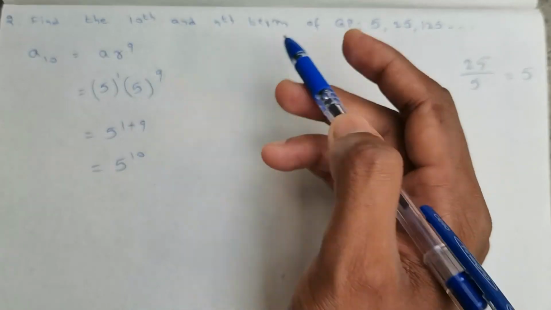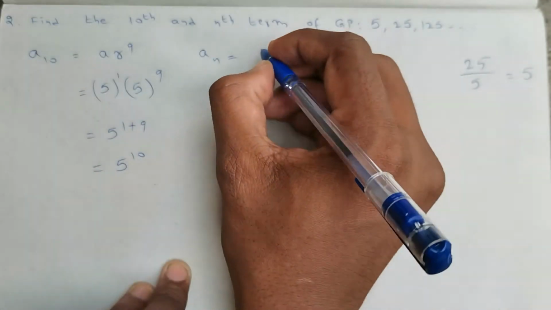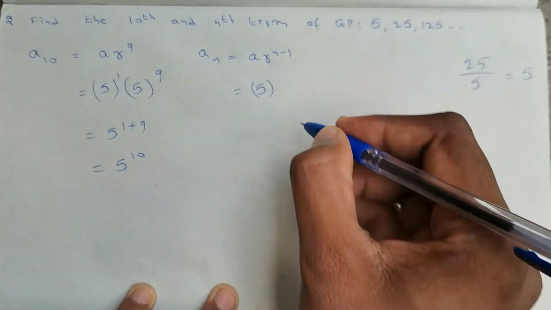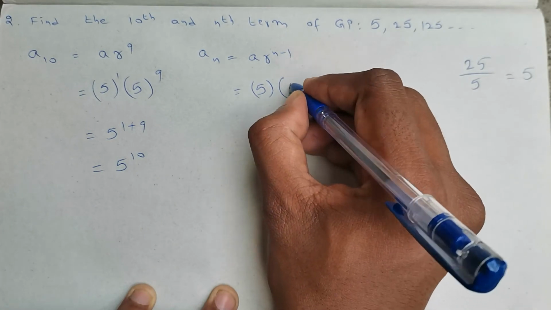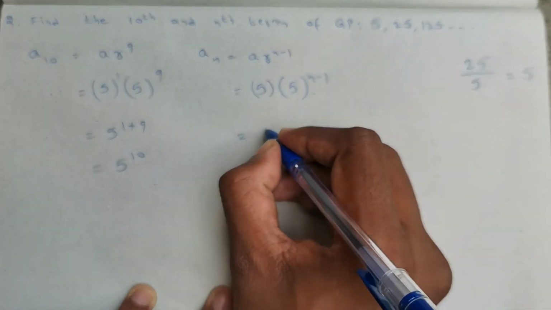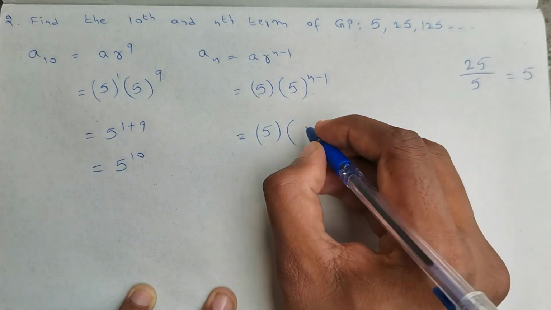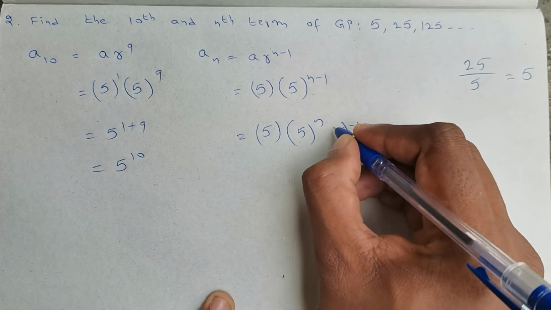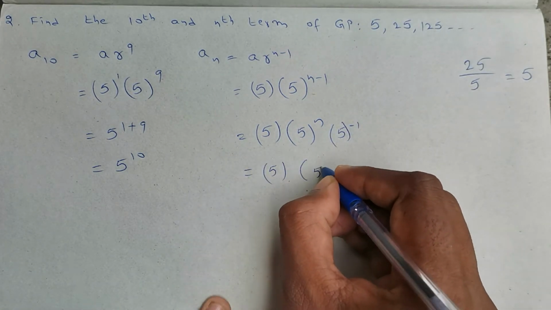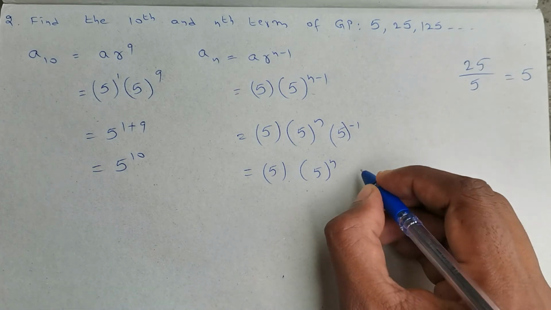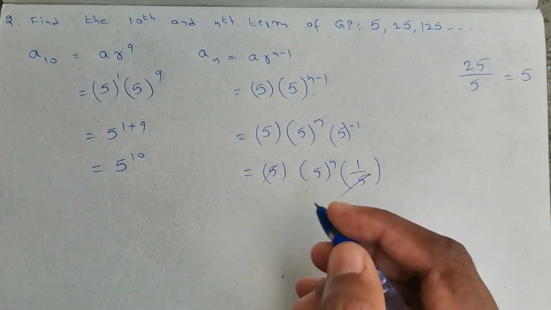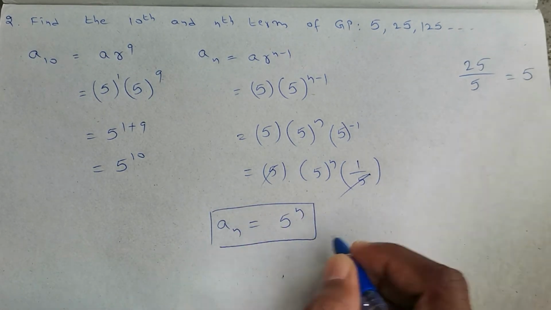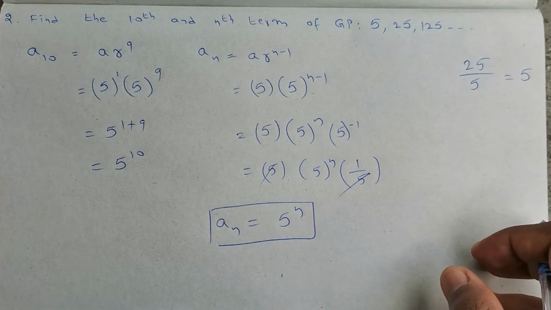The same way, it is asking to find the nth term also. Then An is equal to A into R power n minus 1. Here A, the first term, is 5, into R, the common ratio, 5 power n minus 1. Here 5 into 5 power n minus 1 can be written as 5 power n into 5 power minus 1, which can be written as 1 by 5. Here 5 will get cancelled, so we remain with 5 power n. An, that is the nth term of the given GP, is 5 power n.